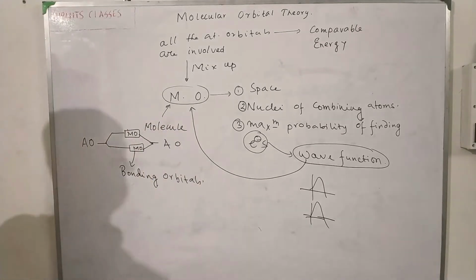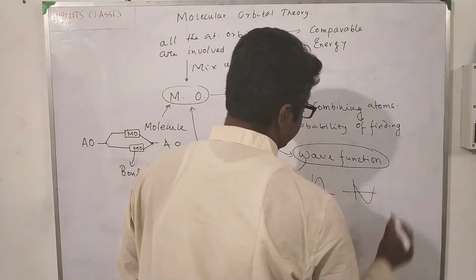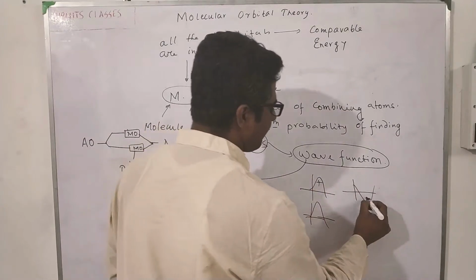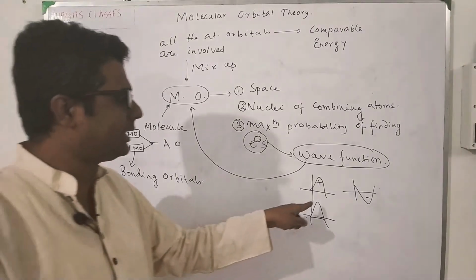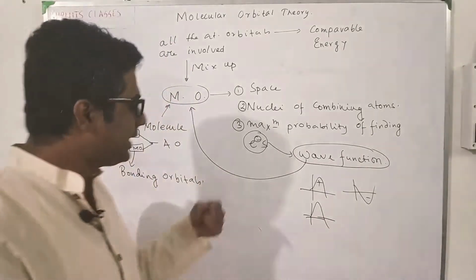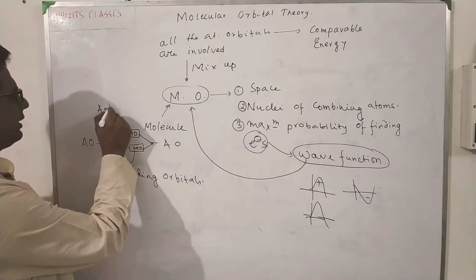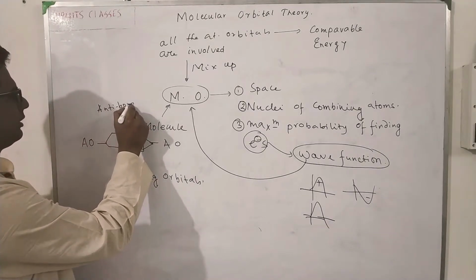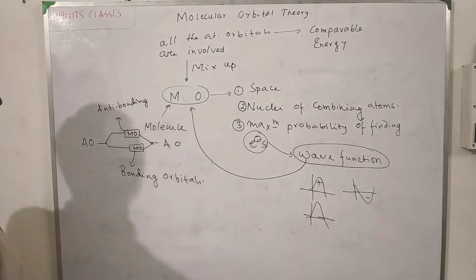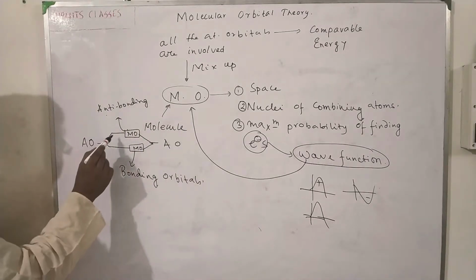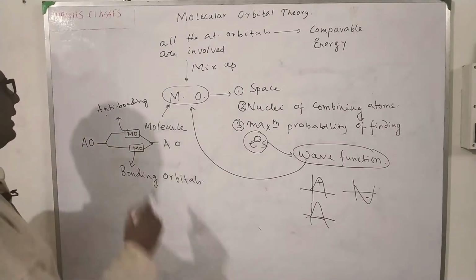And suppose it is not in phase, with this one going down, so this is plus and this is minus. What will happen? They will cancel out together. So the chance of bonding becomes nil. In that case, the orbital is an antibonding orbital. The antibonding orbital will have higher energy. That is why I have put it in the top portion.